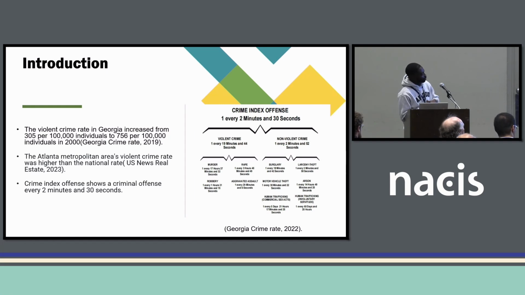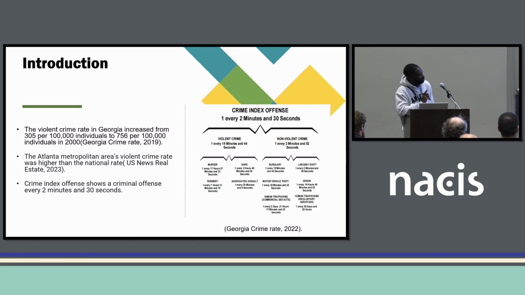The crime index offense shows that every 2 minutes and 30 seconds, there's a criminal offense. If you look at that chart, we categorize violent crime from non-violent crime. Violent crime examples are murder, rape, robbery, and assault. Non-violent crime includes burglary, thefts, motor thefts, arson, human trafficking, and so on. So you can see the rate at which crime occurs: for all criminal offenses, one every 2 minutes and 30 seconds.